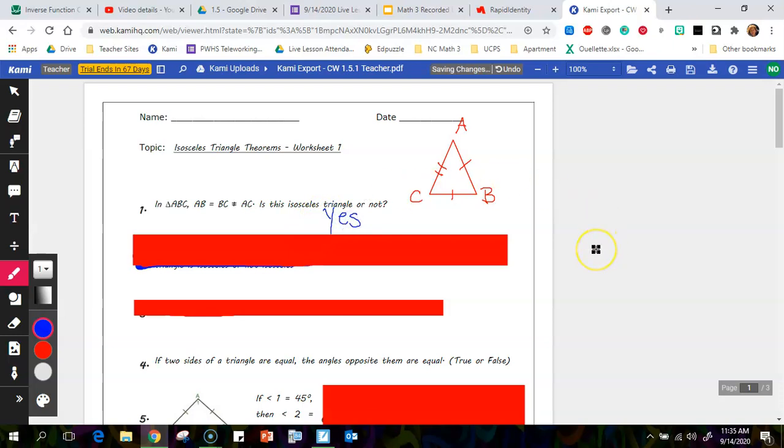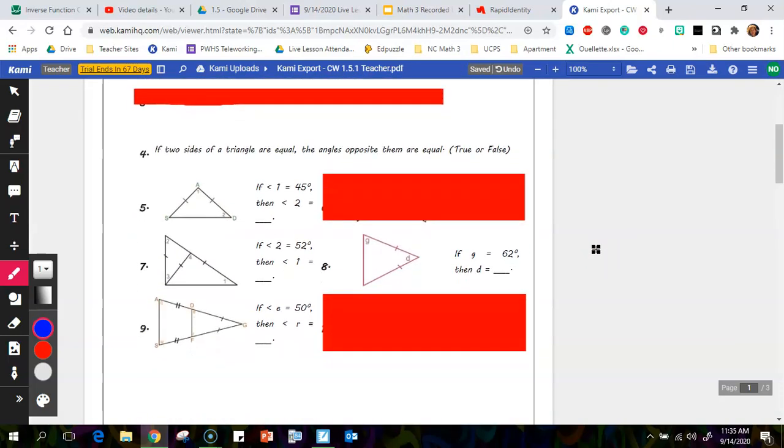All right, let's skip down. Number 4 says, if 2 sides of a triangle are equal, the angles opposite them are equal, true or false. We just got through talking about isosceles triangles, and if you've got 2 sides that are congruent, then the angles that are opposite those are also congruent. So that would be true. So you would answer that true.